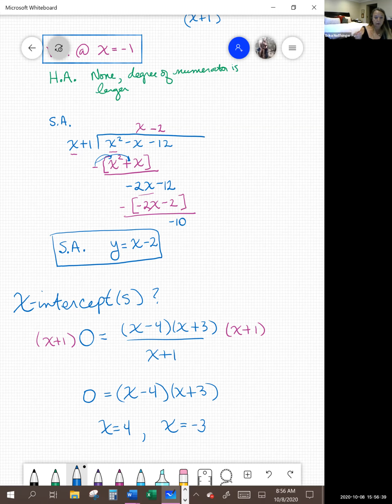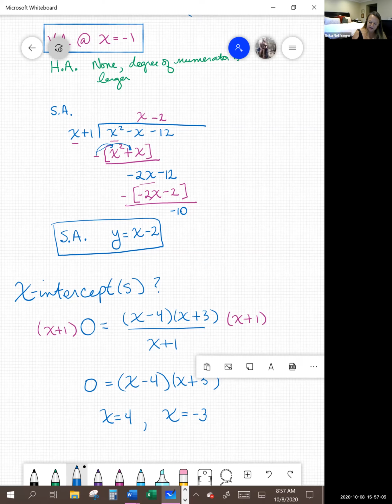Same kind of idea as when we were graphing the polynomials, not the rational functions, and we had multiplicity. That told us if it crossed or touched. Same sort of idea here. If this is an odd multiplicity because the powers of our factors were odd, this tells me it's going to cross at the x-axis and not just touch and turn around.